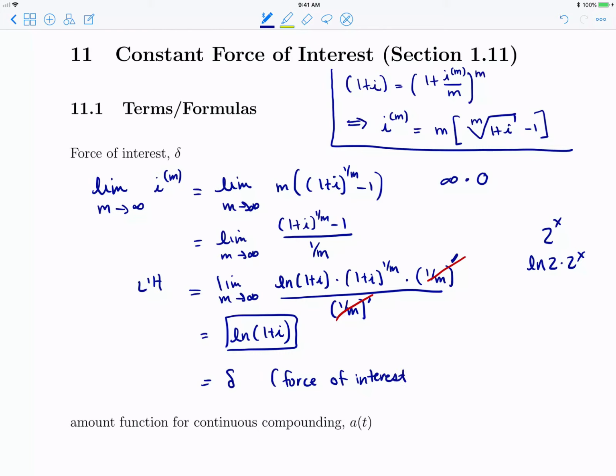And notice, to get the constant force of interest, we were using the accumulation function for compound interest. That'll come up later. So the amount function for continuous compounding should look familiar in that it's e to the delta t. If you think about what you've done in the past, this e to the rt formula, this r is your force of interest, or your continuous compounding interest. So that's your amount function. This is your accumulation function.